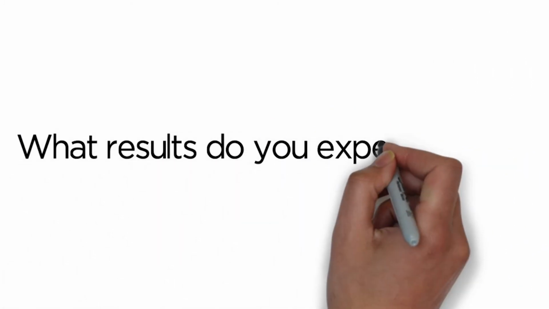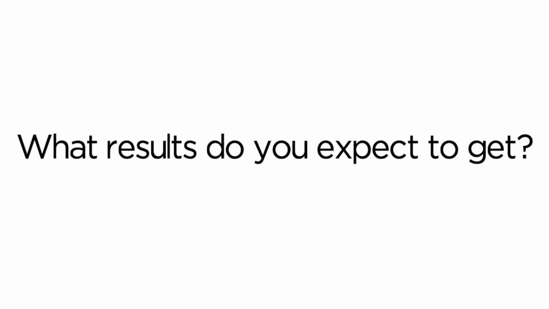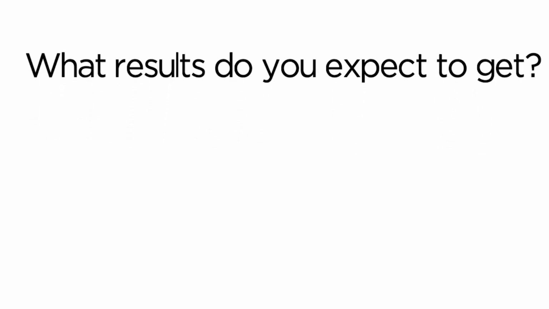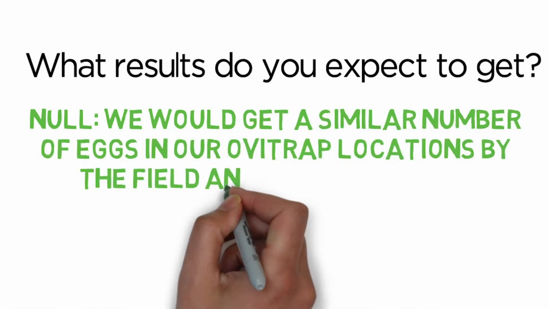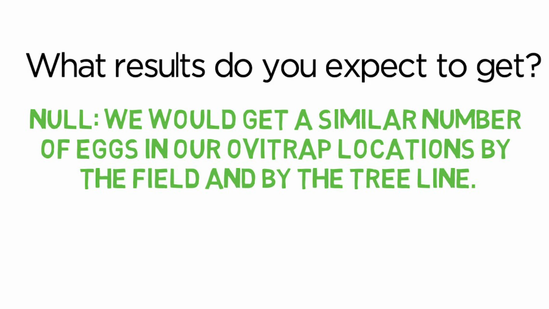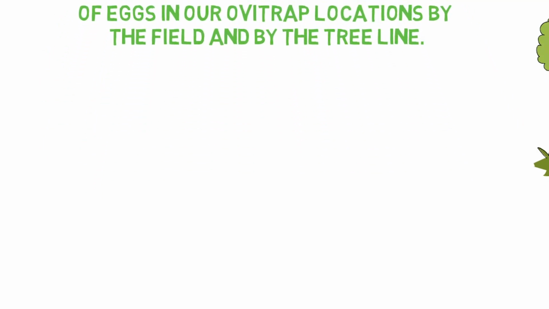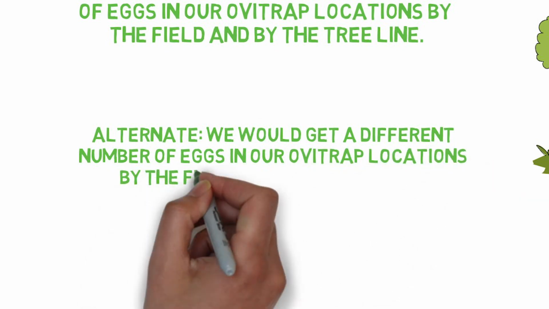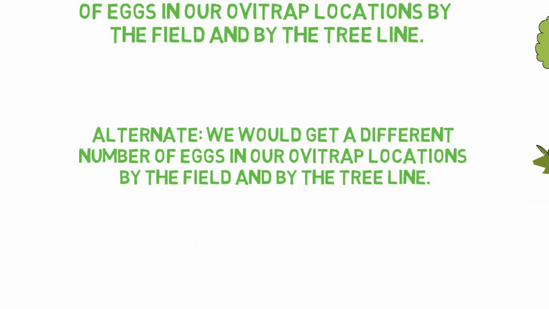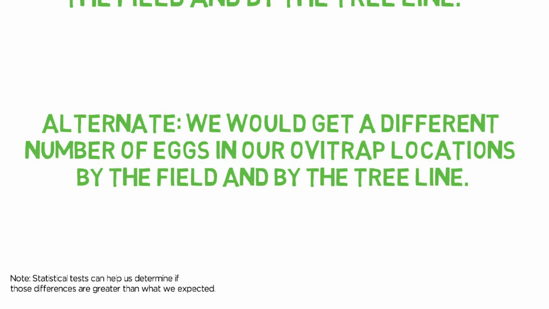Once you perform the investigation, what results do you expect to get? What do you think you will get? What will you compare to get your results? If your null hypothesis is right, what will you get? We would get a similar number of eggs in our ovitrap locations by the field and by the tree line. But if your alternate hypothesis had evidence in support of it, what would you get? We would get a different number of eggs in our ovitrap locations by the field and tree line. So the difference being a different number relative to a similar number.